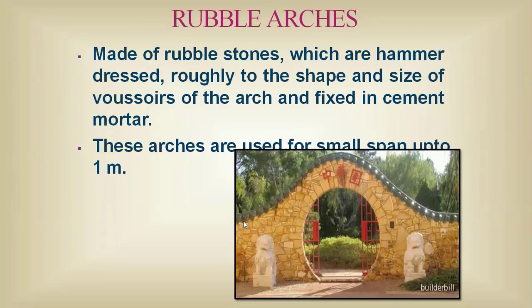In the stone arches, the very first is the rubble arches. Basically, these are built with roughly dressed stone and cement mortar is used in this type of masonry. So they can span up to 1 meter. The arch may be in one ring or two rings. Rubble arches are used for inferior works.